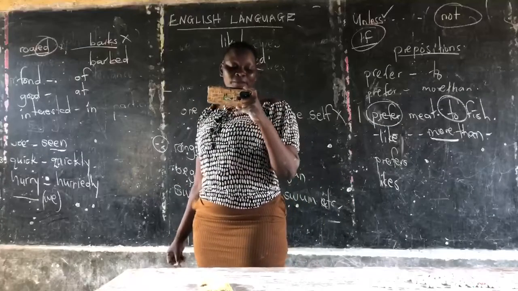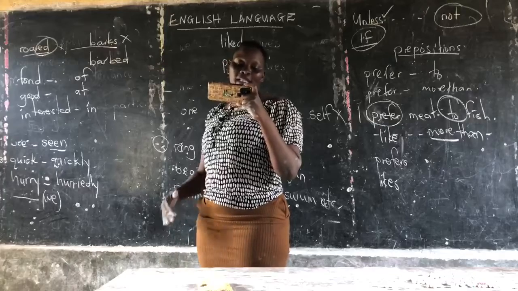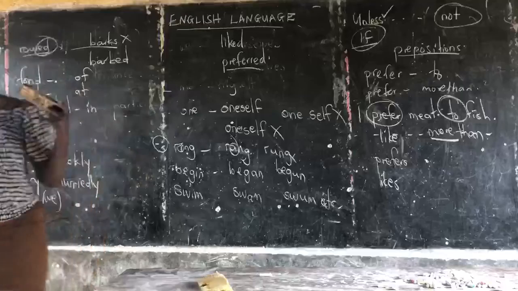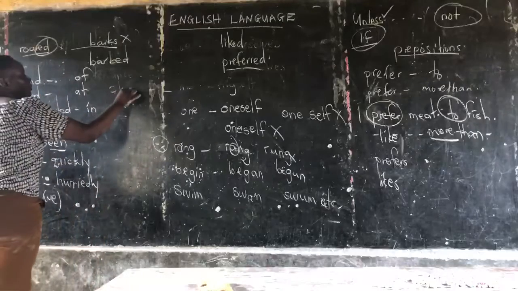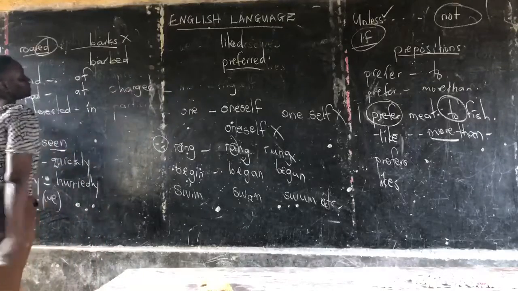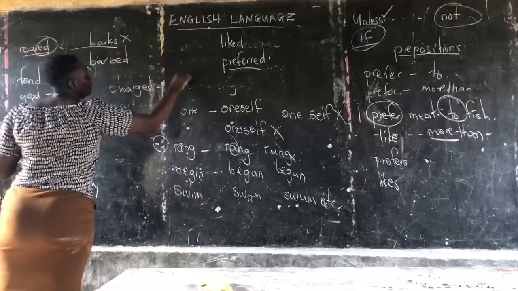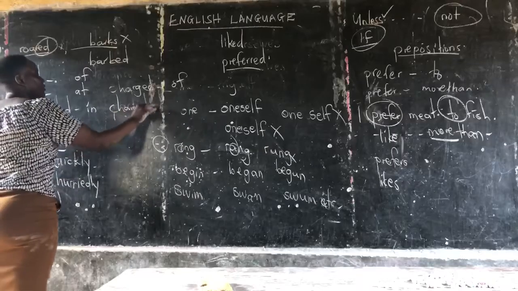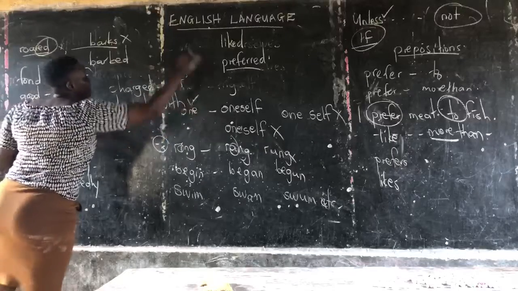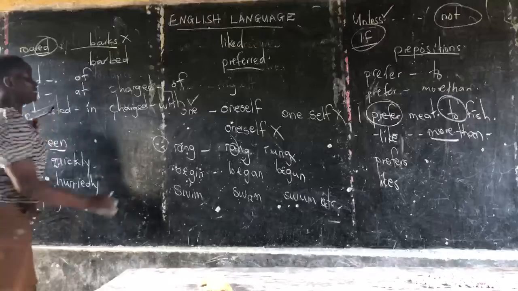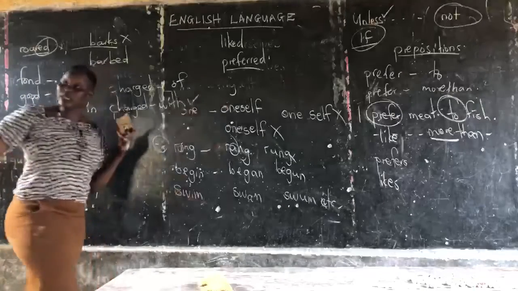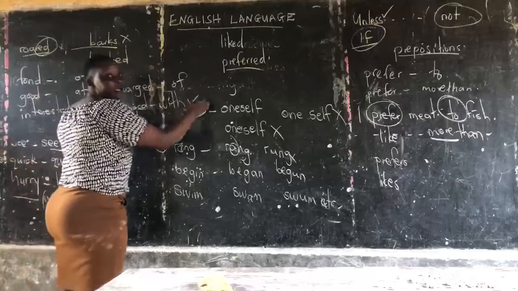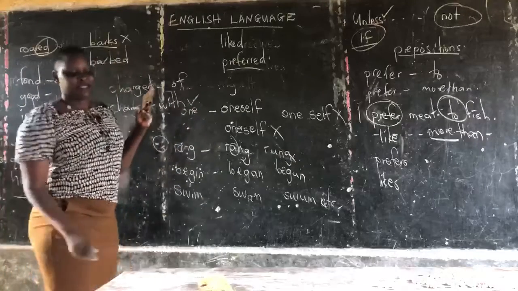Then, number 10: the criminal was charged with dash murder. Prepositions again, charged. You have charged of and charged with. And your best answer was charged with. They charge you with murder and theft. That is when we use charged with. Charged with murder, charged with theft.